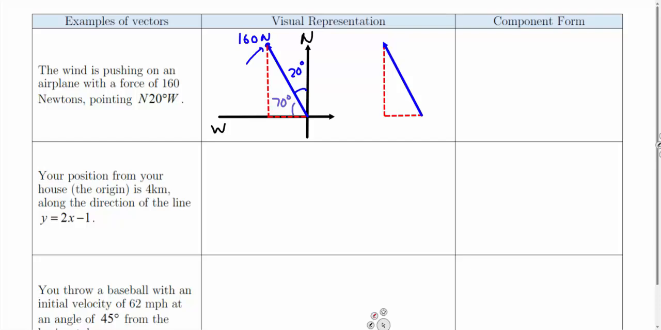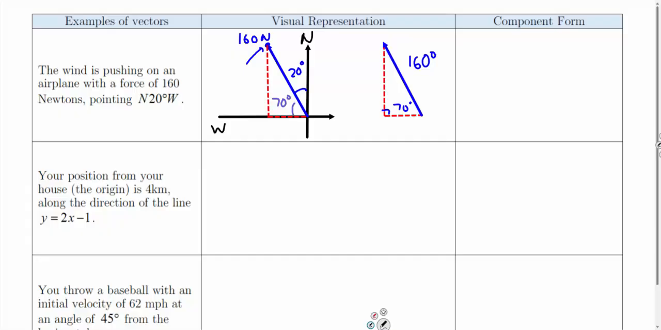So here we go. So this is 160, and he used 70, and this is a right angle. Okay, let's find the x component first. What would be the x component of this right triangle? So think for like 5 seconds. Jaden, go ahead.